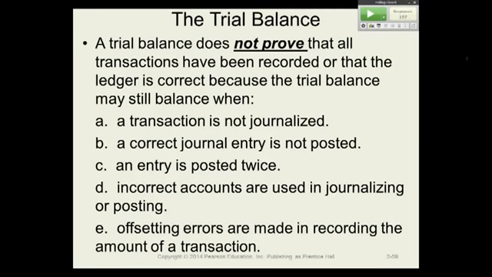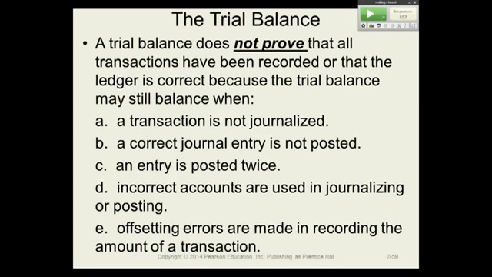But you post it twice. That's an error. Now again, the debits are equal to credits, but the trial balance is not correct. So you could post a transaction twice and still wind up with debits equaling credits. So debits could be equal to credits, but again, you don't have a journal entry prepared. You prepare it, you don't post it, and you post it twice.